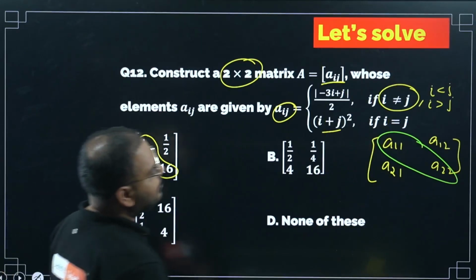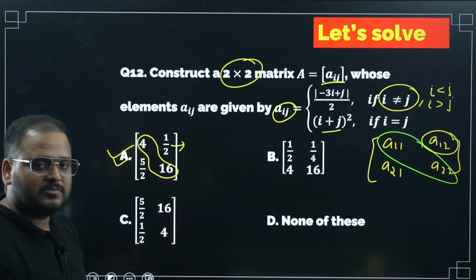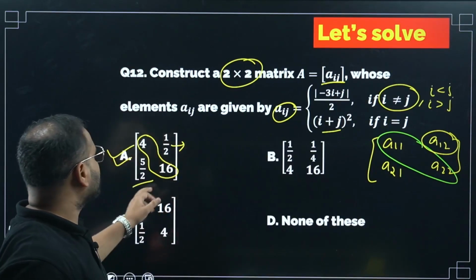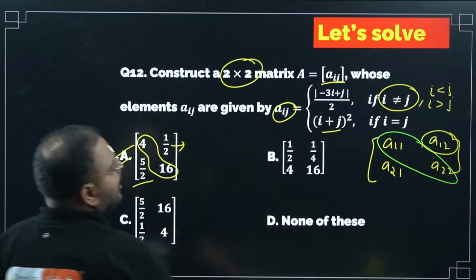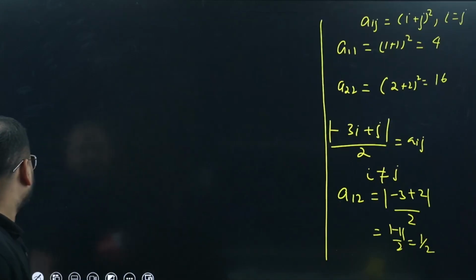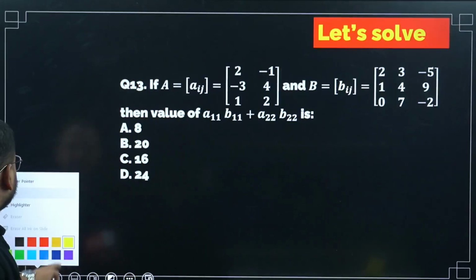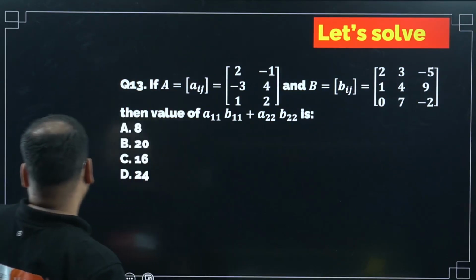A12 is which element? This element. 1 by 2. This is enough. You can find this one also with the same method. Just put I as 2 and j as 1. Moving on from this question to the next question, sir. Okay, I think this is the last problem.